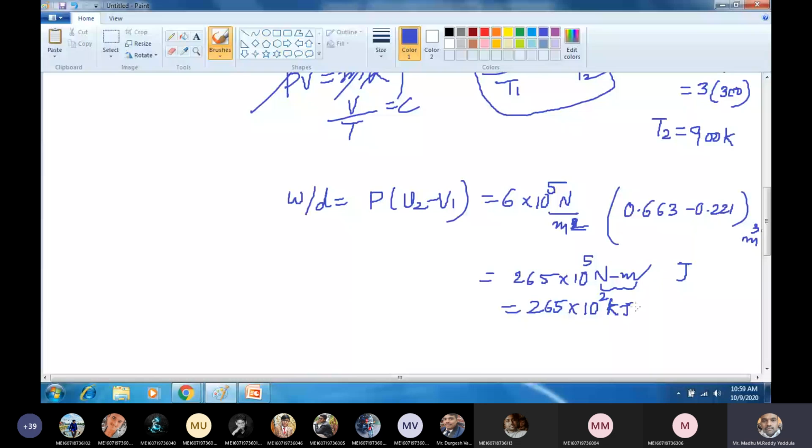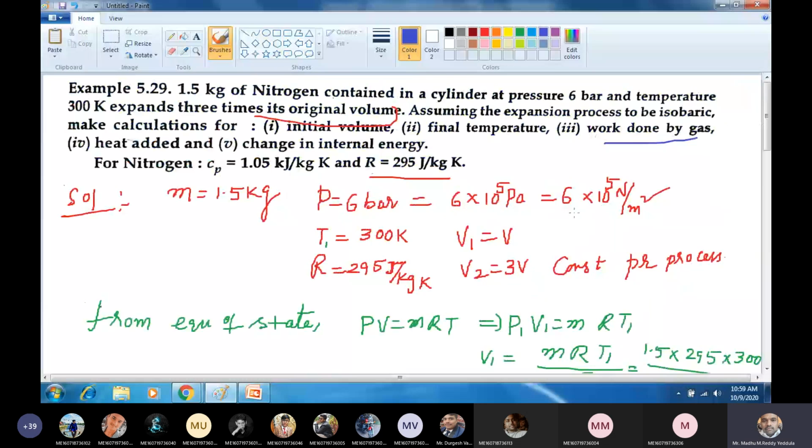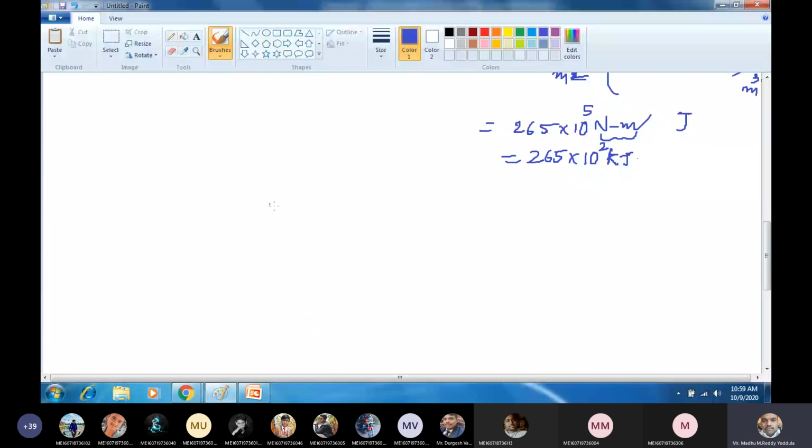Right, next, after work done, what is asked? Heat added, right? As we know from the first law, dou q minus dou w is equal to du. From that, the heat added, dou q, is equal to m into cp into dt for a constant pressure process.